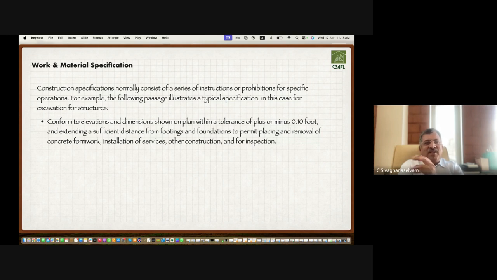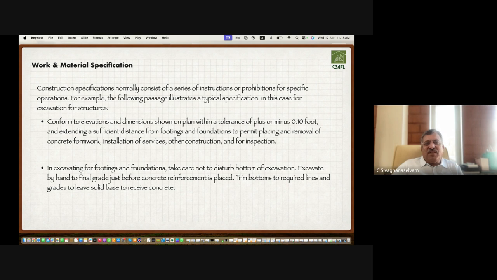So that's what it says: conform to elevations and dimensions shown on plan with the tolerance of plus or minus 0.10 foot and extending a sufficient distance from footings and foundations to permit placing and removal of concrete, formwork, installation of services, other construction, and for inspection. This you will understand once you are at the construction site. See, you should have enough tolerance, because when you make dimensions, there is a possibility for plus or minus error. Here they say in 10 foot, you can say 1 centimeter this way or that way, there is a possibility for error.